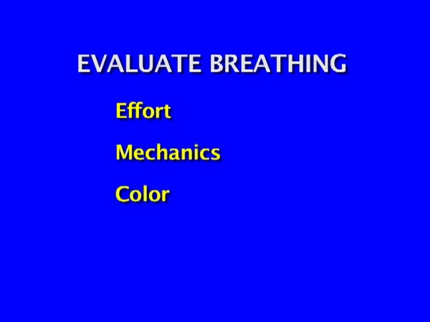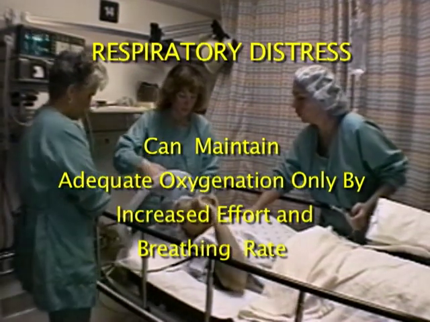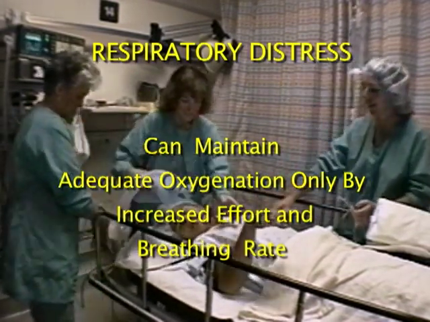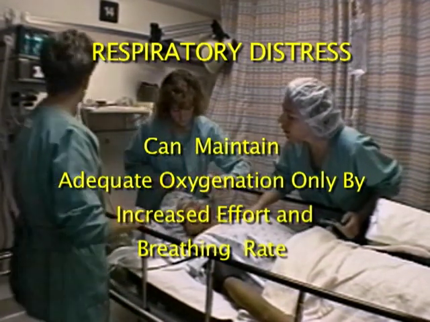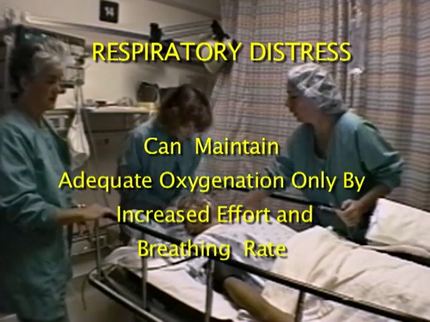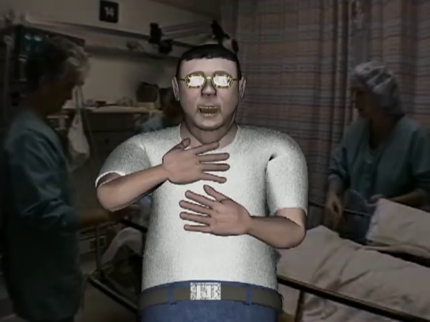Evaluate your patient using four criteria: their effort to breathe, including rate and depth, mechanics of breathing, color of mucous membrane and skin tones, and cardiovascular response. A patient who is able to maintain adequate oxygenation only by using extra effort to move air and by increasing the breathing rate is in respiratory distress. The degree of distress can be mild, moderate, or severe, and is often accompanied by an increased heart rate, or tachycardia. How hard is your patient working to breathe?